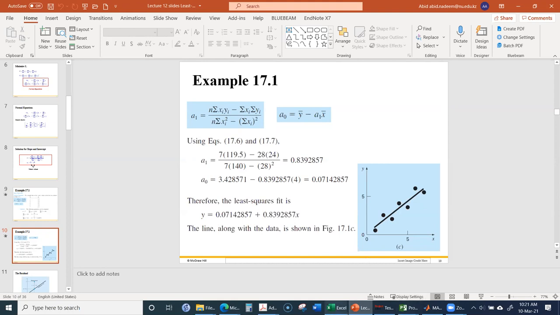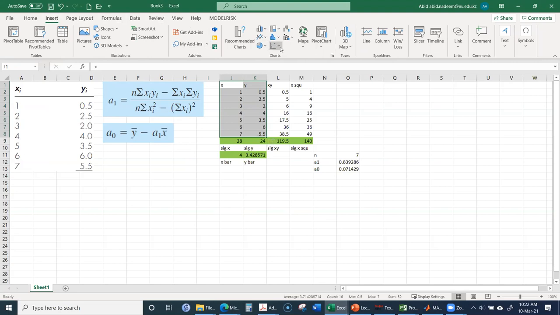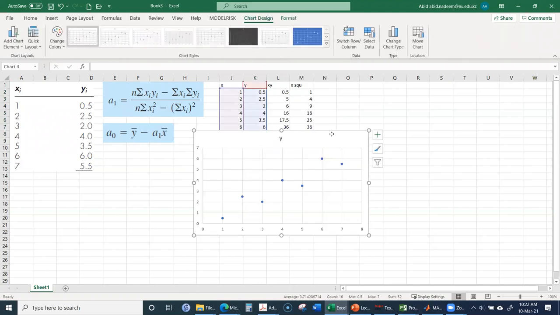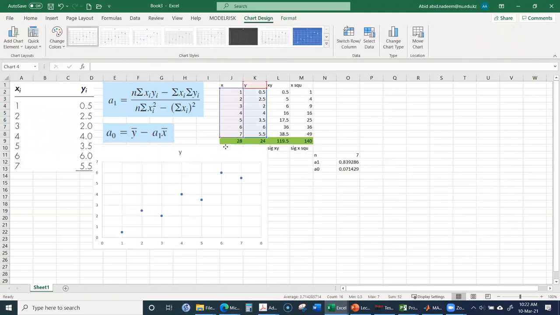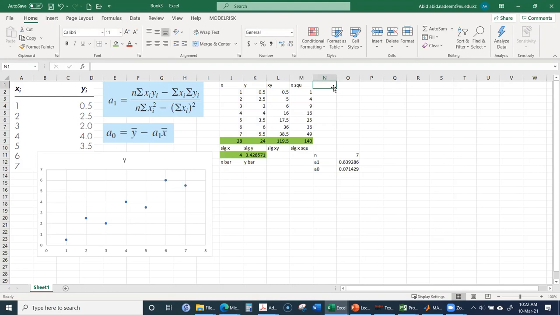So maybe we can plot it. Okay. So for example, if I want to plot these points, insert a chart, I just select these points. Okay, so I will get this value. And if I want to add another data point, that is the y predicted, okay? The predicted value of y.